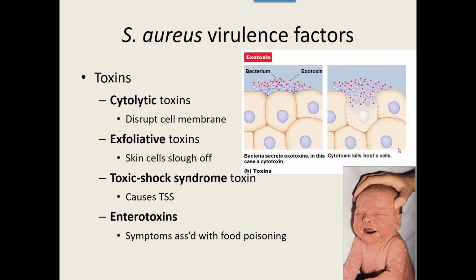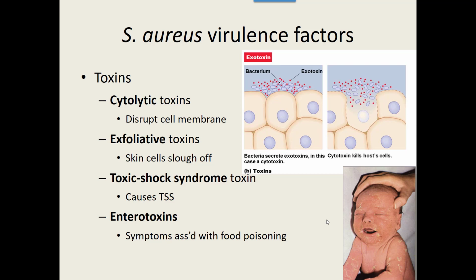It has exfoliative toxins that allow skin to slough off, which is what you can see in this picture. The skin is sloughing off. And again, we're removing that barrier, that first line of defense, as skin cells are sloughing off. It has a toxin called the toxic shock syndrome toxin, which we'll talk a little bit more about coming up. And it has enterotoxins. So these are toxins that are associated with food poisoning. It affects the intestines and causes your basic diarrhea and vomiting.